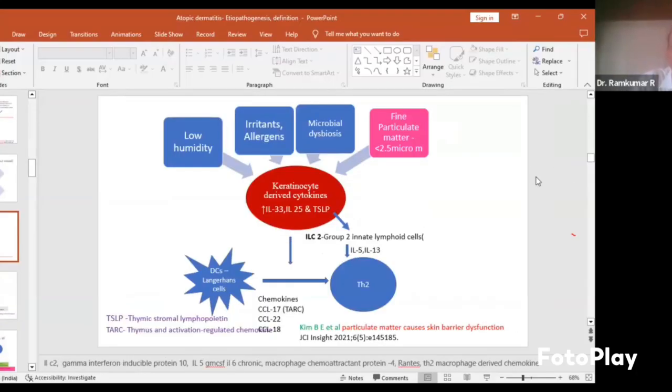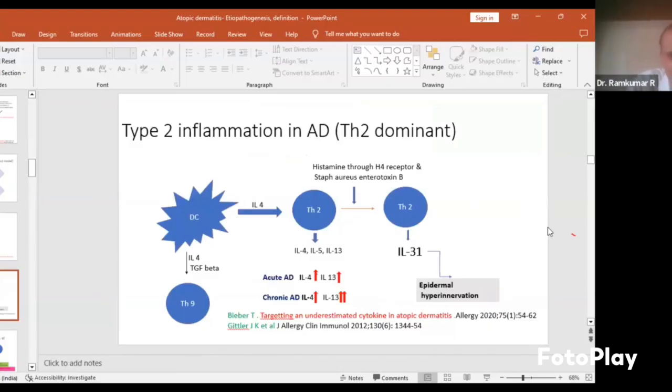Another thing is the innate lymphoid cells, which are another key player, another innate cell. So the epidermis, then innate lymphoid cells, then Th2 cells come into the picture. A little bit of detail about the Th2 dominant or type 2 inflammation. Please remember that there are two cytokines produced by the Th2 cells: one is IL4, another is IL13. IL4 and IL13 commonly go through a receptor, and we block that IL4 alpha receptor with dupilumab. So we are able to block the action of both.